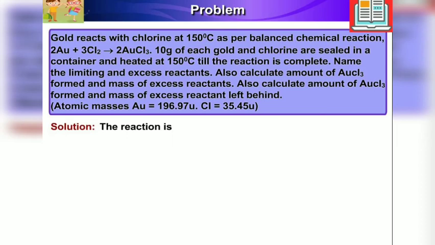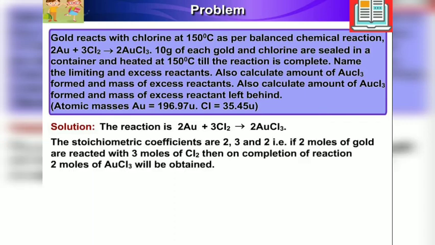Solution. The reaction is 2Au plus 3Cl2 gives 2AuCl3. The stoichiometric coefficients are 2, 3, and 2. That is, if 2 moles of gold are reacted with 3 moles of Cl2, then on completion of the reaction, 2 moles of AuCl3 will be obtained.